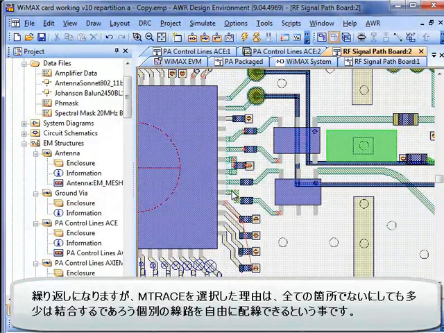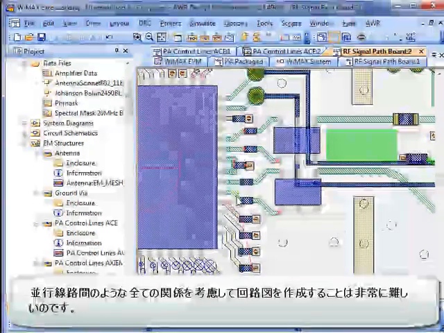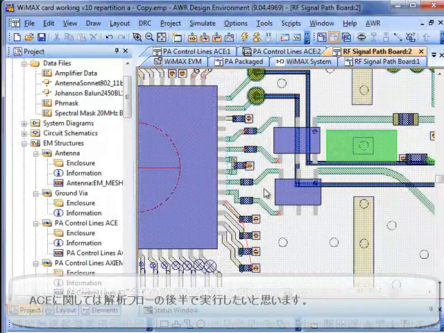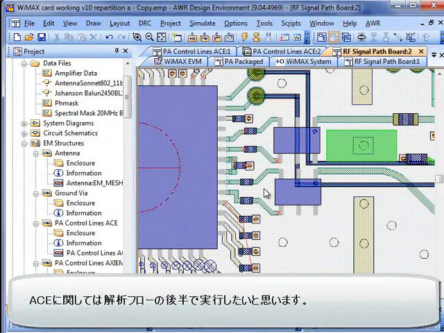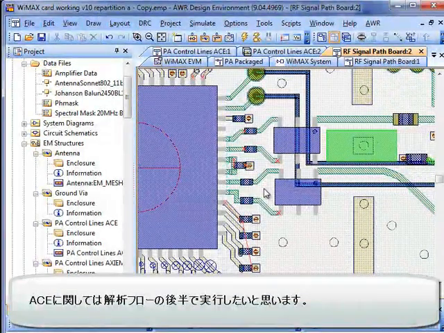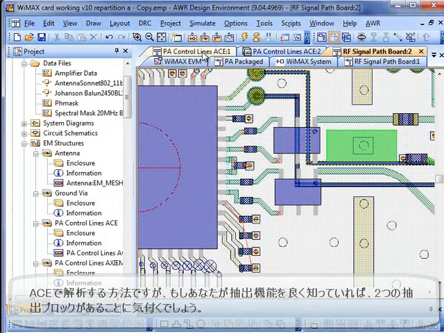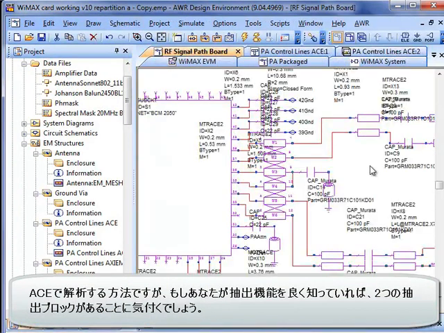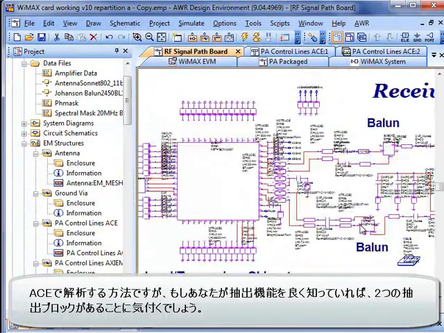There will be some coupling between those lines for the parallel segments, but not for all the lines, so it'd be much more difficult to tile together a schematic that takes into account all the relationships between the parallel lines. So again, I'm going to let ACE do that for me later on in the signal flow, or later on in the analysis. Well, how do I do that with ACE? If you're familiar at all with the extract capability, let's go over here. Let's zoom out one more time.